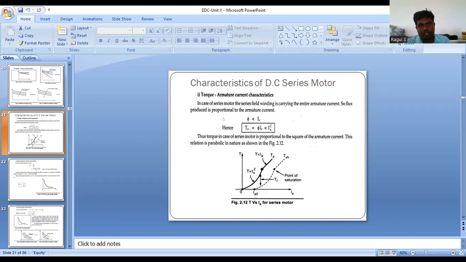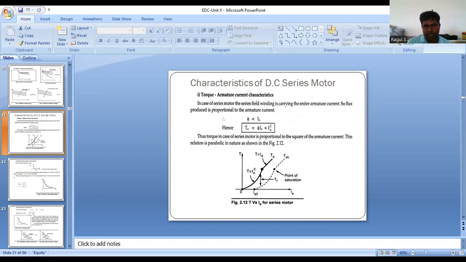The speed is inversely proportional to armature current, because armature current is directly proportional to flux in a series motor. The effect of the armature resistance Ra and the series resistance is very small. So the armature current mostly affects the speed. So the speed is inversely proportional to armature current.